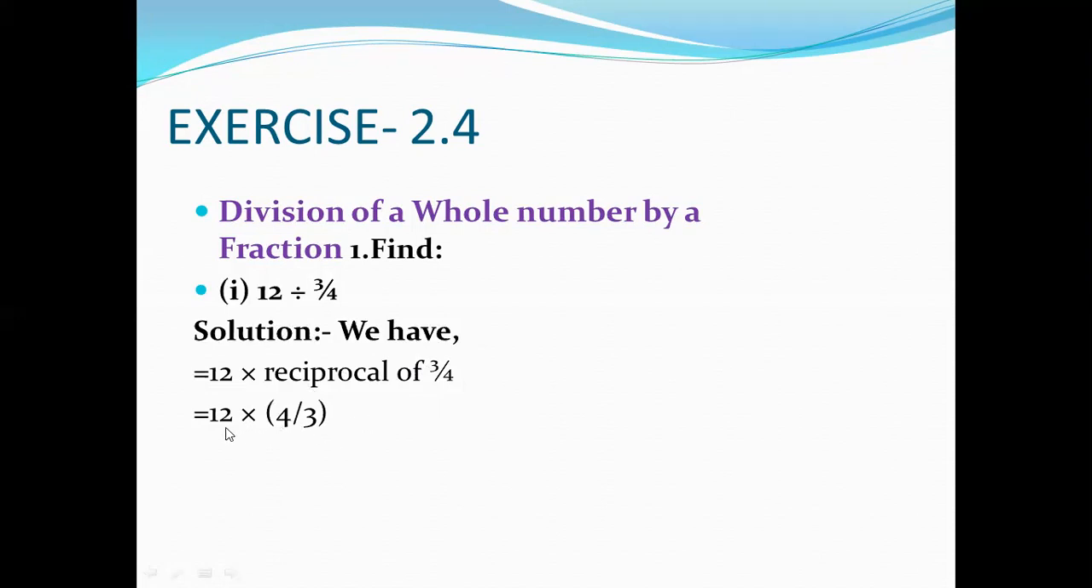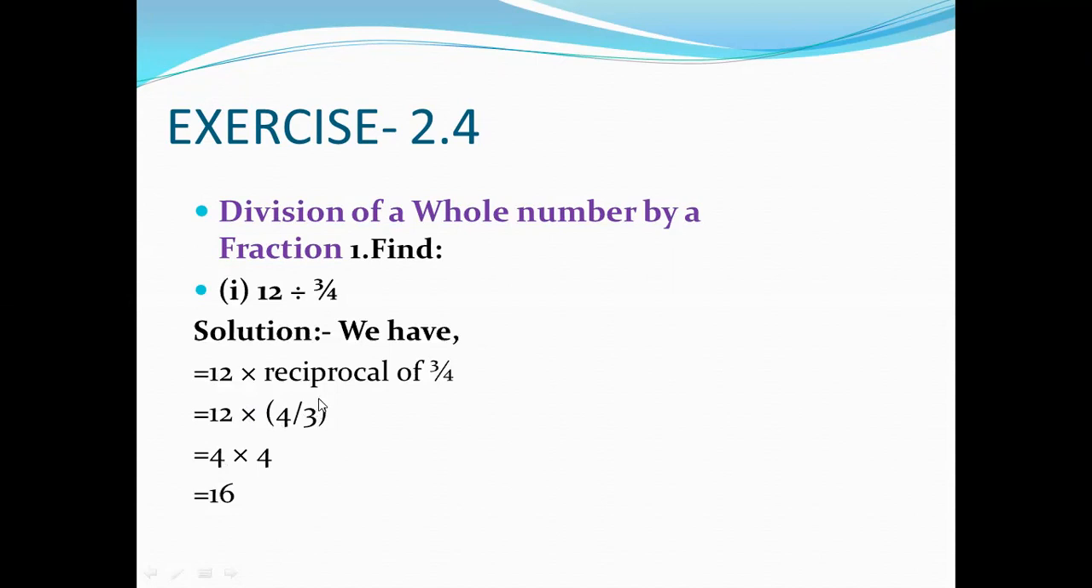Now, we know multiplication of whole number and fraction. 12 is 12 by 1, into 4 by 3. 3 1s are 3, 3 4s are 12. So 4 will be here and this 4 is this one. So 4 into 4 is 16. I think you have understood this one.